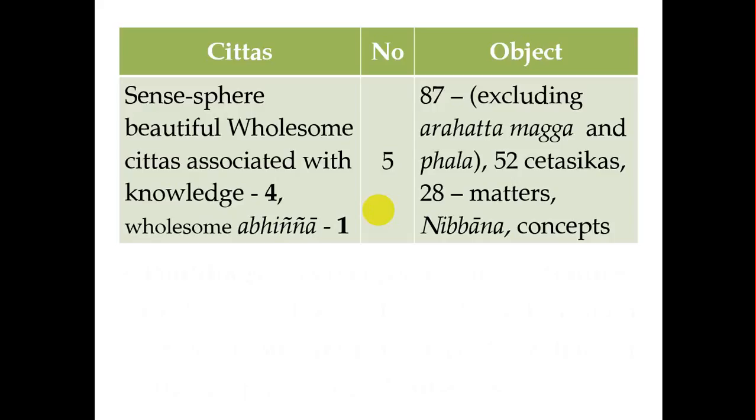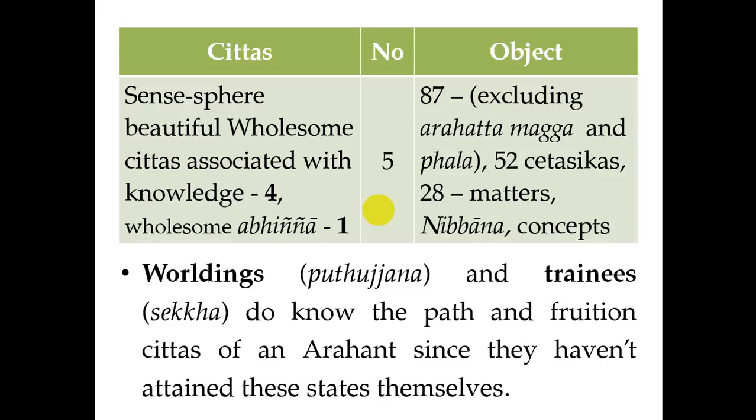Actually, I have taken the note from Bhikkhu Bodhi's book. Here, worldlings, Puthojana, and trainees in Sikkha do not know the path and fruition Cetta of an arahant, since they haven't attained those states of mind themselves, because they haven't achieved the path and fruition of arahant, right? So those two Cettas are beyond their knowledge. But other than that, they can experience; they can take all the objects.